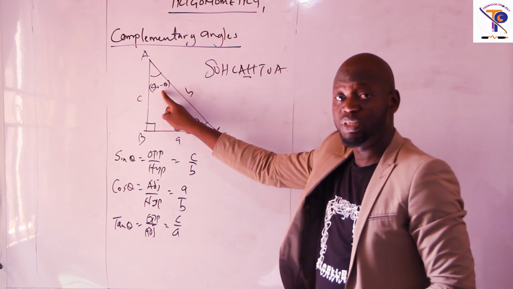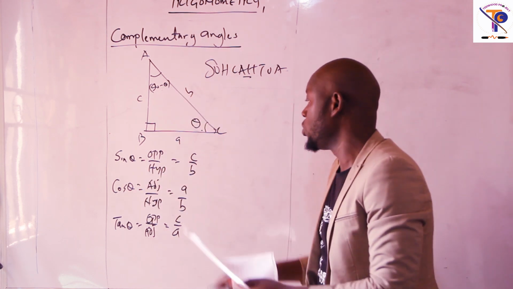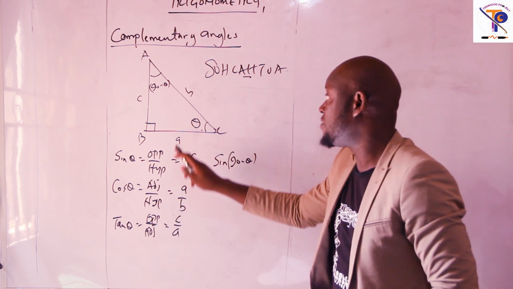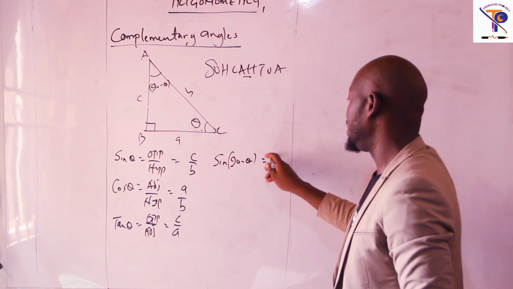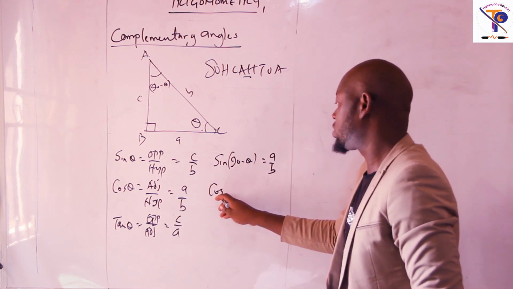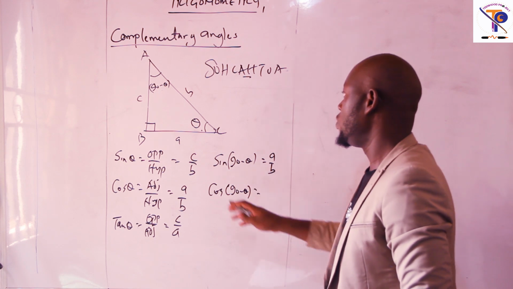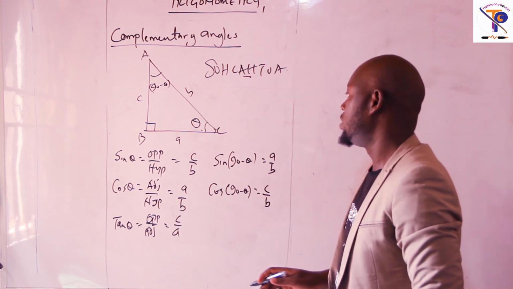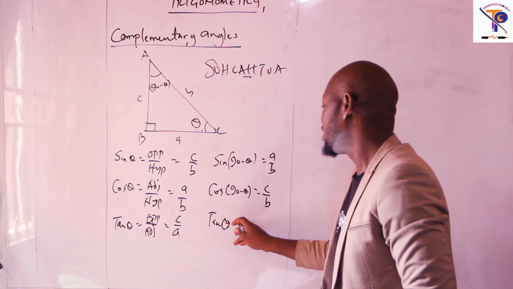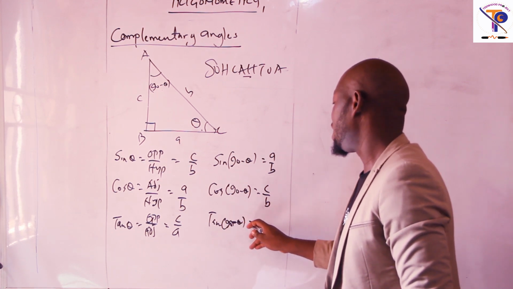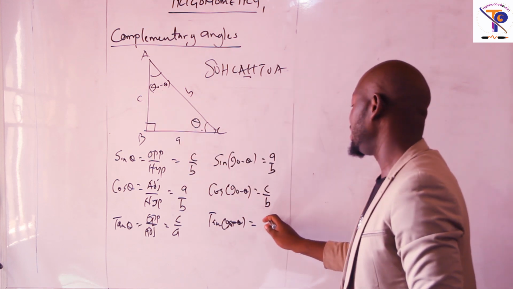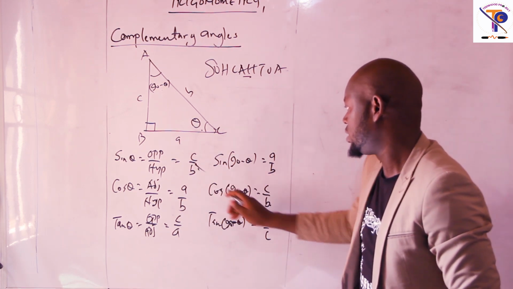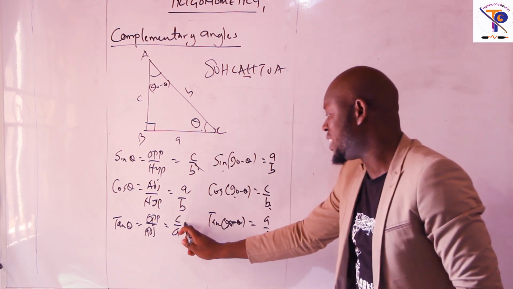Let's attend to this one with the same sine, cosine, and tangent. So if you have sine of 90 minus theta, which is opposite over hypotenuse, that is A over B. Then our cos of 90 minus theta will be adjacent against hypotenuse, that is C over B. And our tan of 90 minus theta will be opposite over adjacent, that is A over C. So looking at this picture very well, it looks like this one is equal to this, and this one is equal to this. Then this one is a reciprocal of this.